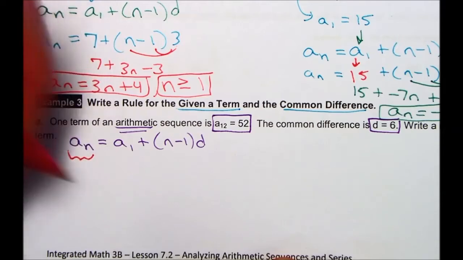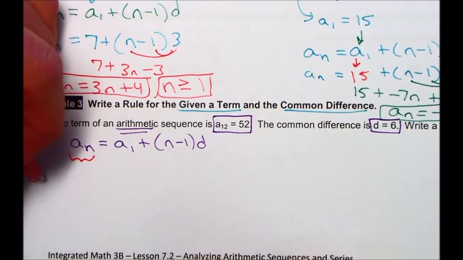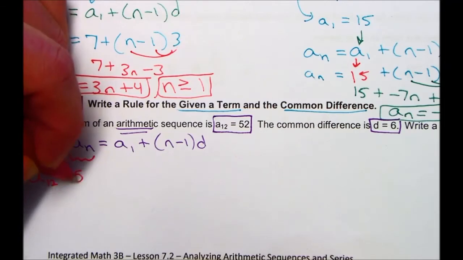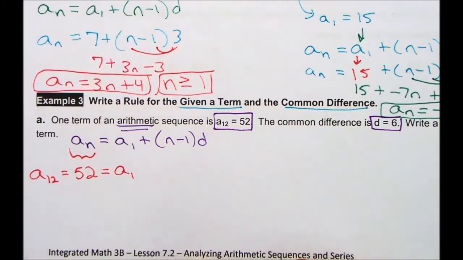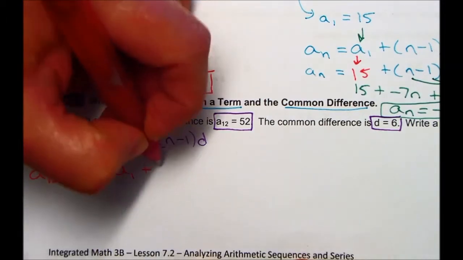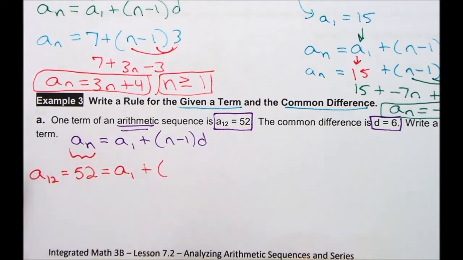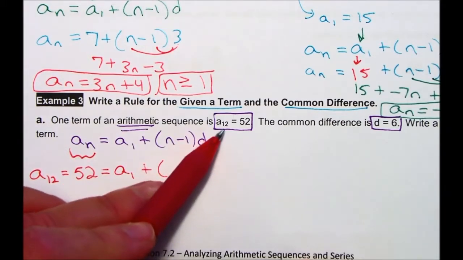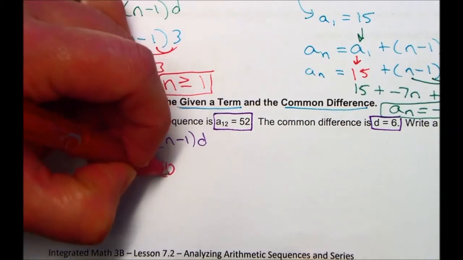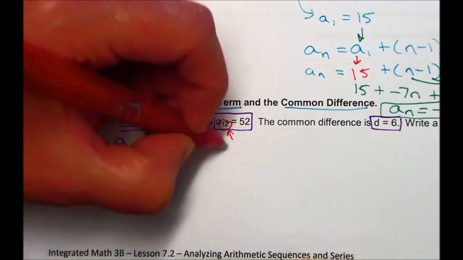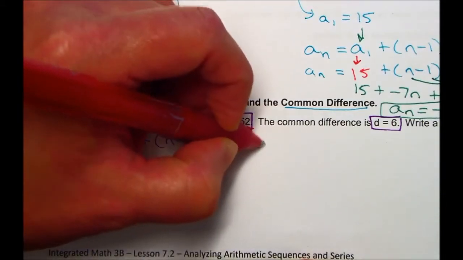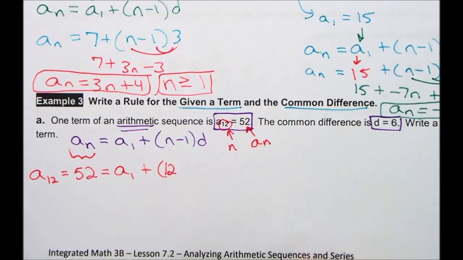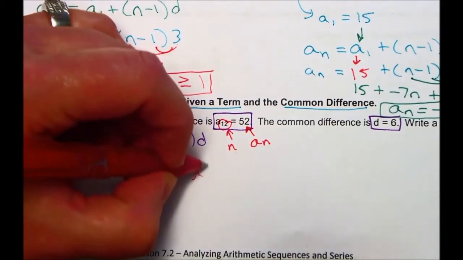So your a sub n, which is basically a sub 12, equals 52. We don't know the a sub 1, so we're just going to leave that as a sub 1. But we do know that our n, the input for this term, is 12. So 12 is going to be in place of our n, and the 52 is going to go in the place of a sub n. And then subtract 1, and then your common difference they told you was 6, so we're going to multiply that by 6.